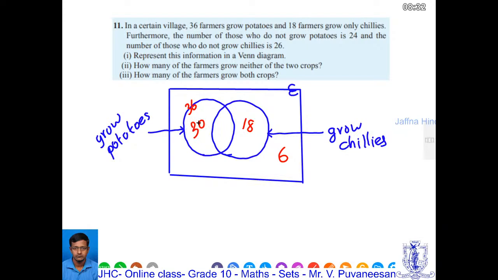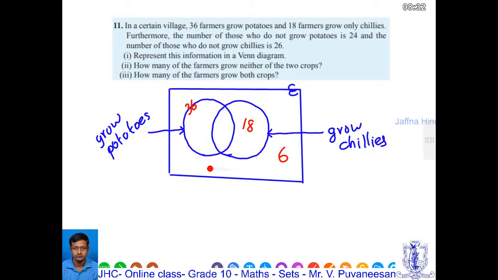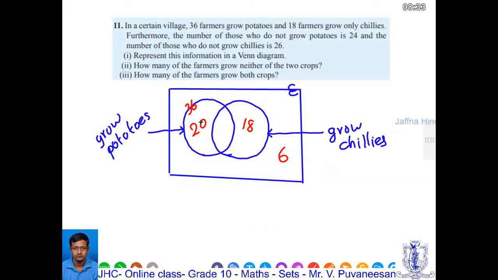Sorry. Do not grow chilies is 26. So in the region outside chilies, these two regions, the sum is 26. Already we know this is 6. So the remaining is 26 minus 6, 20. Okay. Very good. 20.